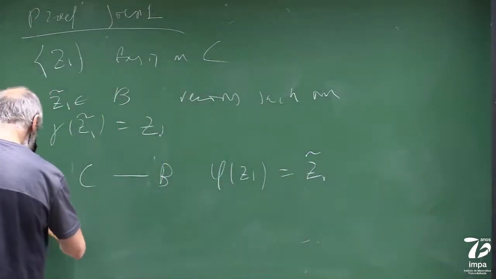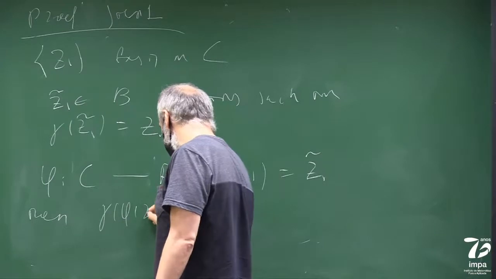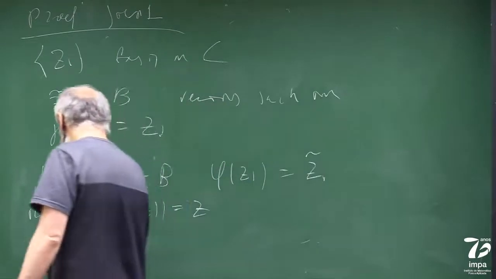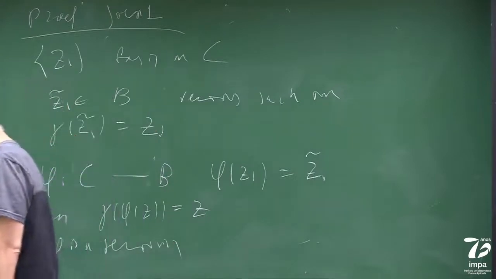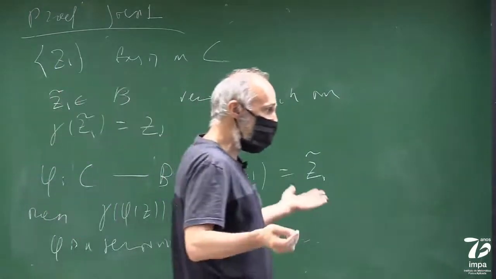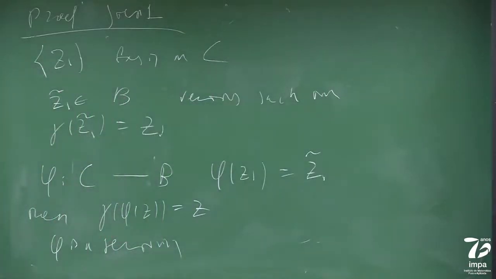Then, by definition, j of phi of z is z. So this is a section. But it's a section in the category of vector spaces. It's not a section in the category of G representations, because the way we constructed this map has nothing to do with representation. It just doesn't see the structure of representation. It's just constructed in vector spaces. So what I proved is that every exact sequence of vector spaces splits. Good. It's not enough.